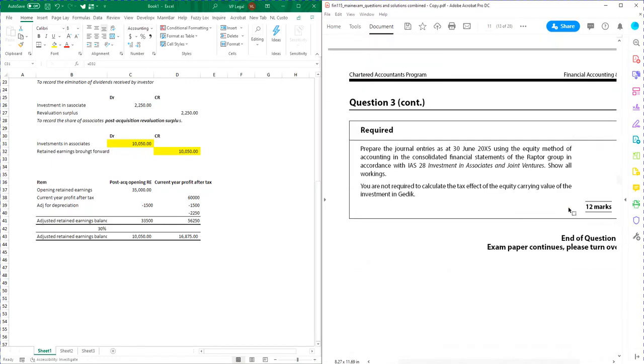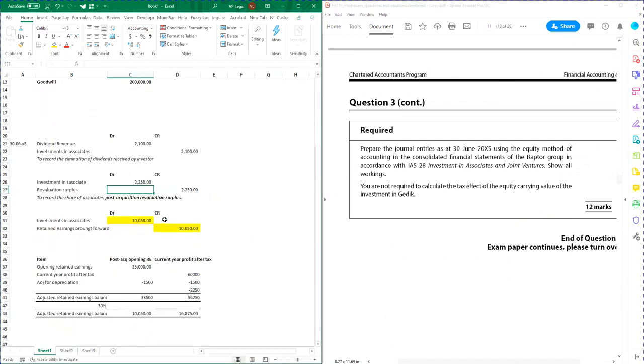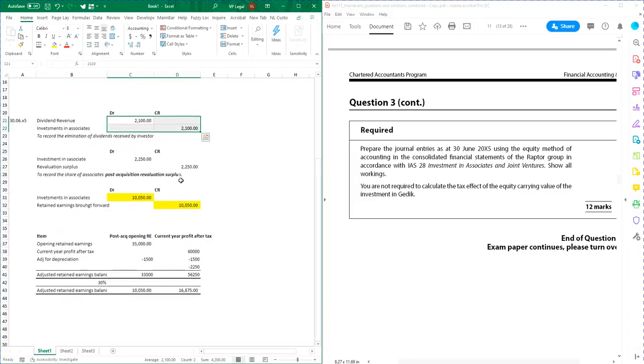We've got 12 marks for this question, so you'll probably get 2 marks for each journal, so 1, 2, 1, 2, 1, 2, so it'll be a combination of the correct journal plus the correct amounts. So we've got 6 marks there, plus probably another 6 marks for your calculation down here.